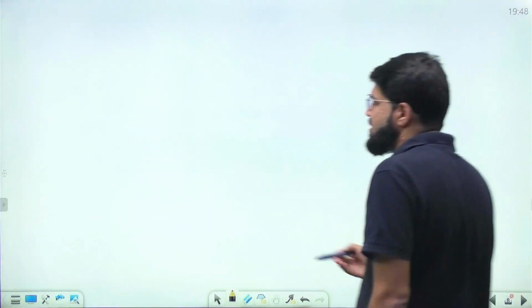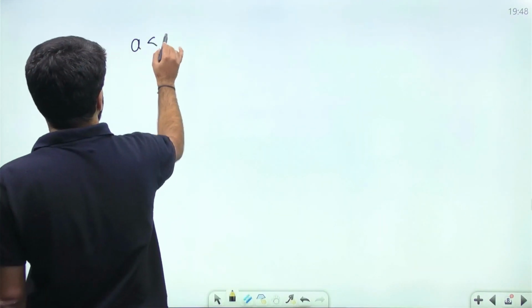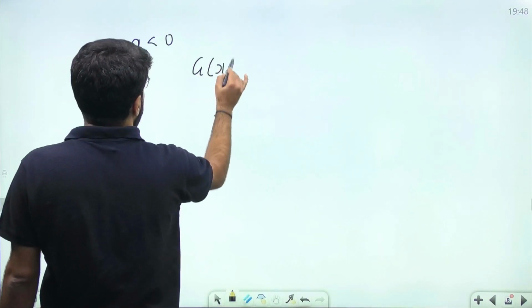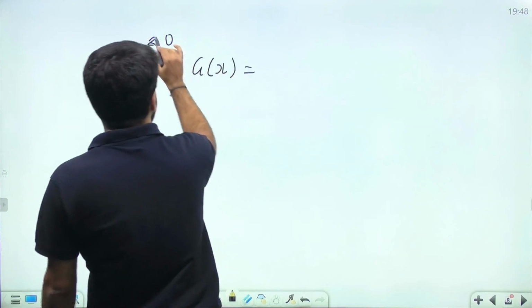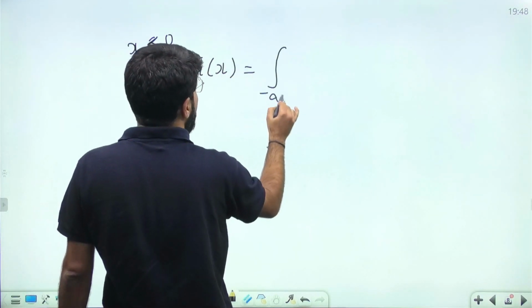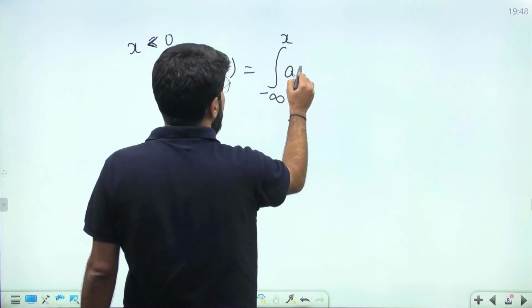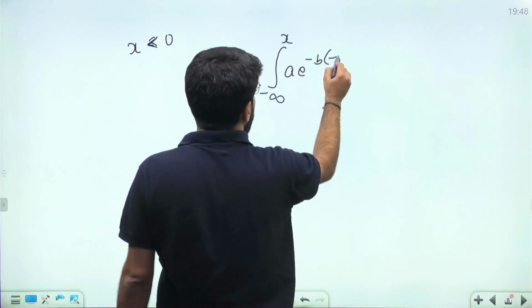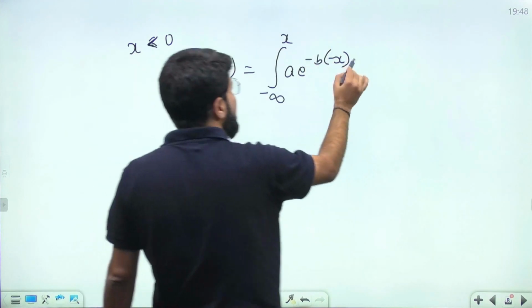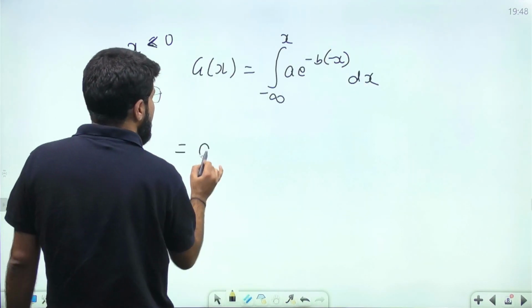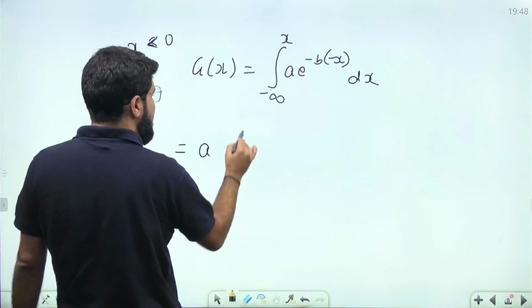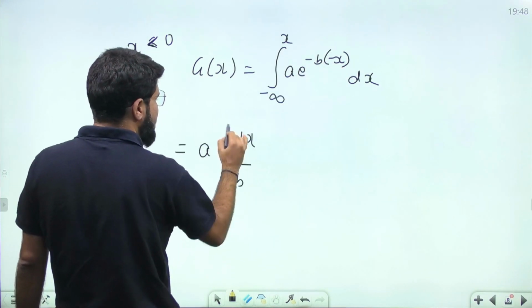But a point to be noted here is that we will discuss this once more. Suppose x was negative only. So if x is negative, g of x is the integral from minus infinity to x of a e power minus b mod x, and x is negative, meaning the entire range is only negative, so we need not split, but mod x is equal to minus x. So this is a e power plus bx, and the integral is e power bx divided by the value of b.